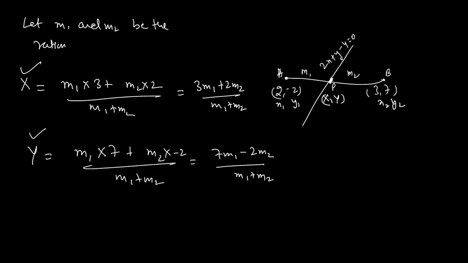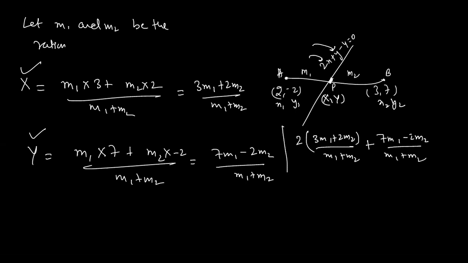Now, this is the value for the y for this equation, and this is the value for x for this equation. Put this value in the equations and try to solve the answer. So when you put the value, you can easily calculate. So you have to write here 2 bracket, the value of x is 3m1 plus 2m2 upon m1 plus m2, and similarly plus y, that is 7m1 minus 2m2 upon m1 plus m2, and when I take this 4 to the other side, this will become 4. So I'm writing here equal to 4.